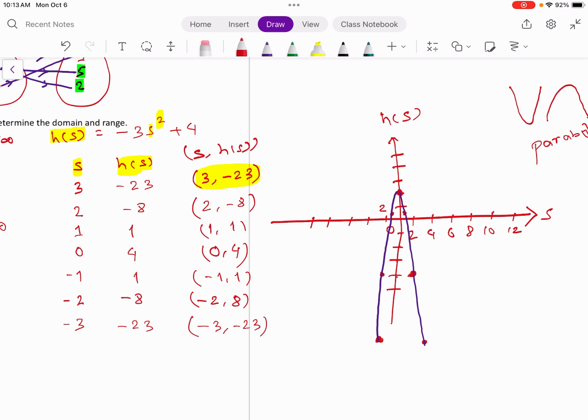You can pick any input and you find the output. Your input is the x coordinate, output is the y coordinate. X and y together give a point. Connect all the points and you get a graph. Okay?